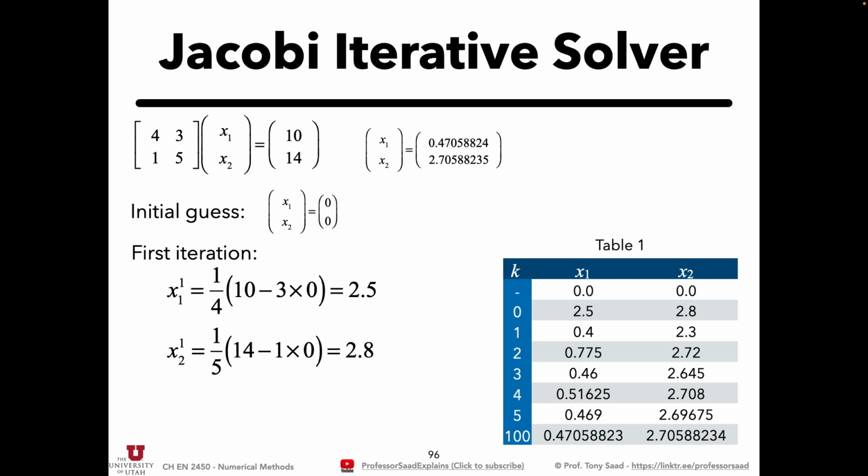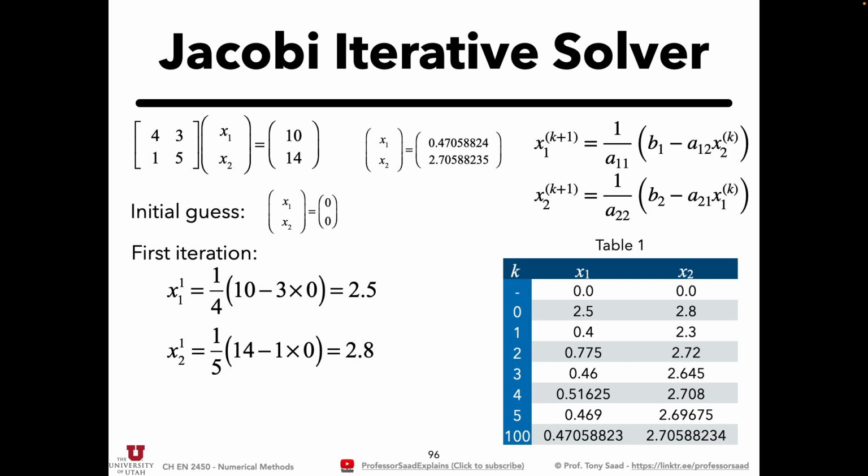It fluctuates. It went from 0 to 2.5, 0.4, 0.7, 0.46, 0.5, 0.4, 0.1. It's kind of stabilizing. It's like trying to find the right answer. And it works. It magically works. And that's the idea of iterative methods. All iterative methods are based on this.